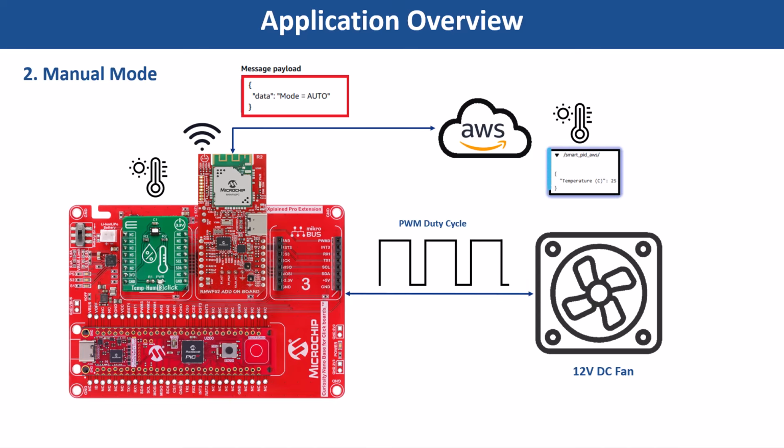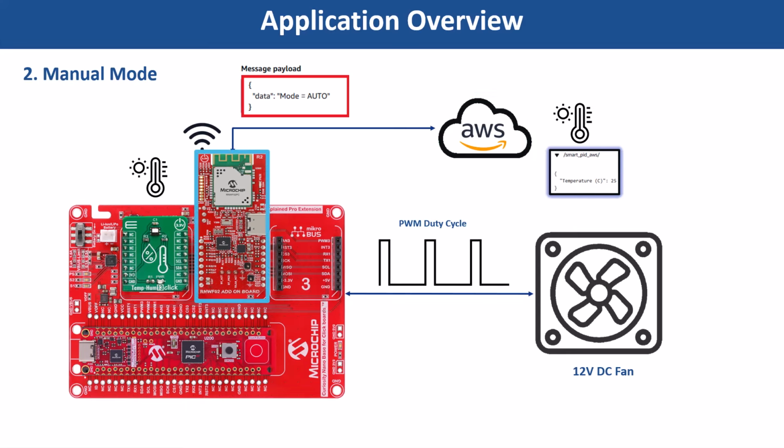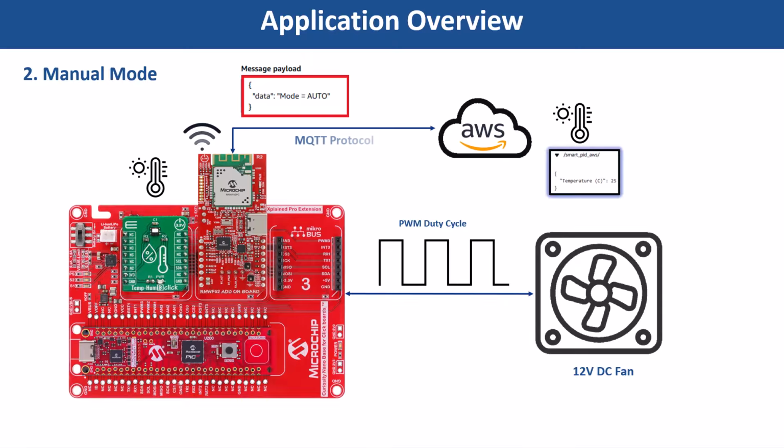All sensor data, including temperature readings and fan status, is published to the AWS IoT core using the R&W F02 Wi-Fi module using MQTT protocol. From the AWS console, user can monitor live temperature data, view the current fan operation status, and send control commands to switch between automatic and manual modes.